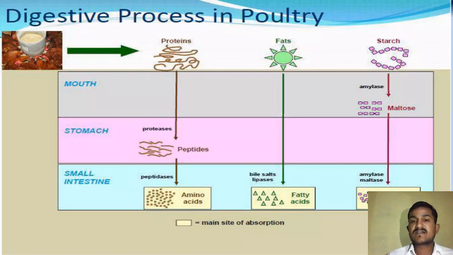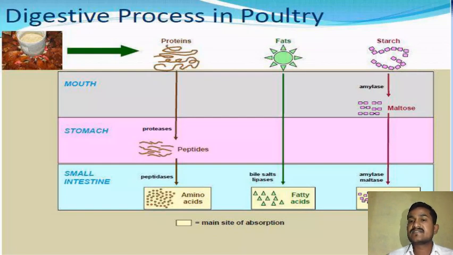Clear? Similarly for the fat. Fat comes into the mouth whenever birds or chickens eat fat-containing feed. These molecules cannot be digested inside the mouth, and they pass into the stomach. In the stomach, the fat molecules also cannot be digested, and further they pass into the small intestine, where bile is released from the liver. Understand, the bile juice, this bile salt, presents the lipase enzyme, and this lipase acts on the lipid molecules, and these lipids are broken down into small fatty acids, and later these fatty acids are absorbed in the last part of the intestine.